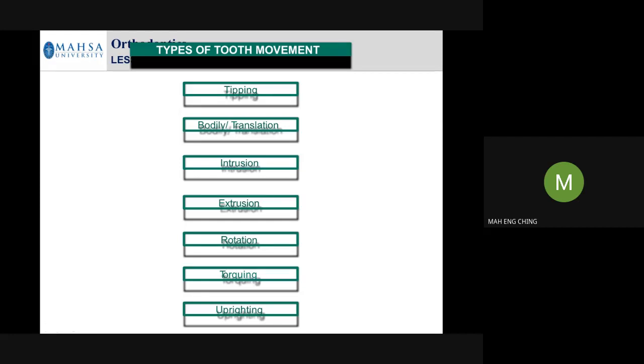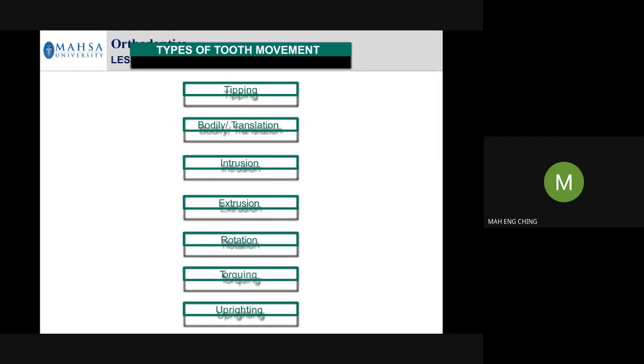So there are so many types of tooth movement for braces. It is simply divided into seven types. First one is tipping, which a lot of the time we do with the removable appliance, and it causes tipping movement of the teeth. Bodily translation, this one can only be achieved by fixed braces. Intrusion and extrusion can be either fixed or removable.